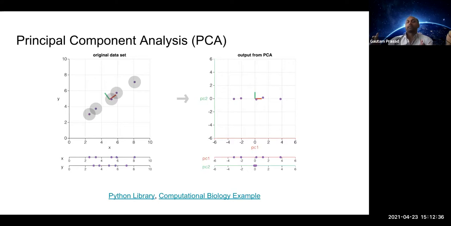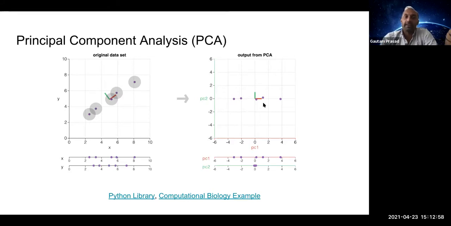And the goal of PCA is actually to come up with an ordered set of new axes based on this rotation, such that the first dimension encompasses the most amount of variation in your data set, and then the last dimension represents the least amount.